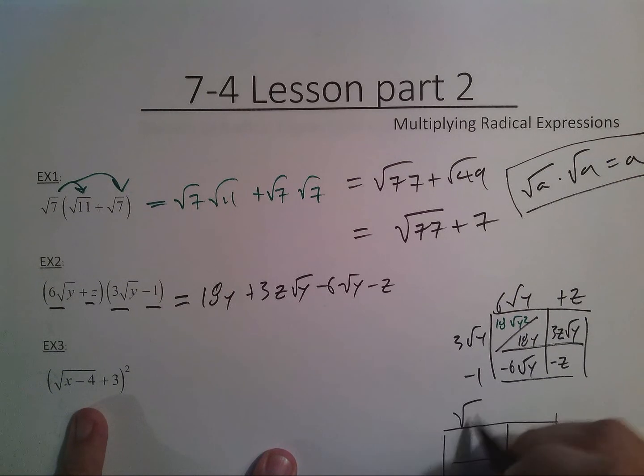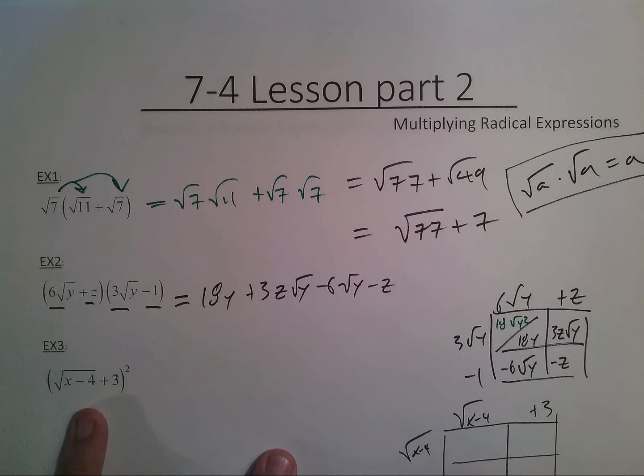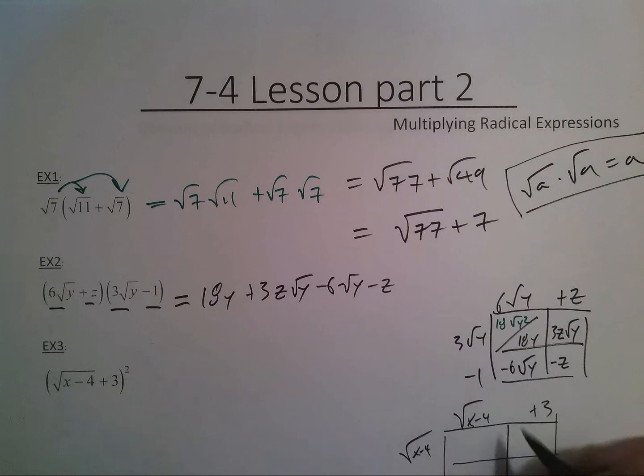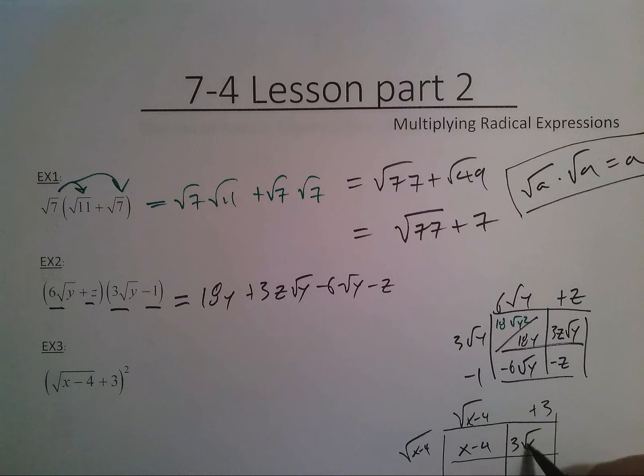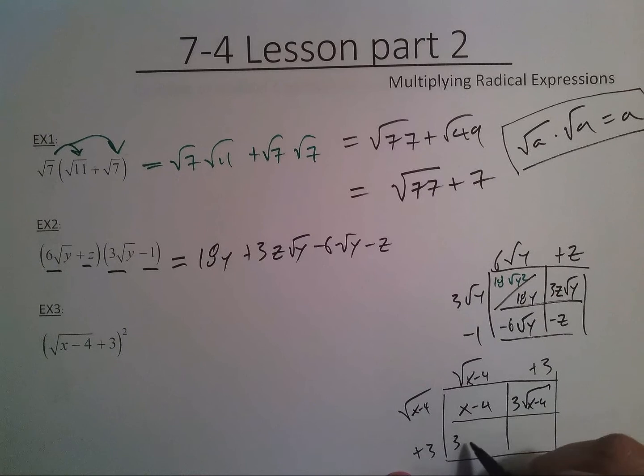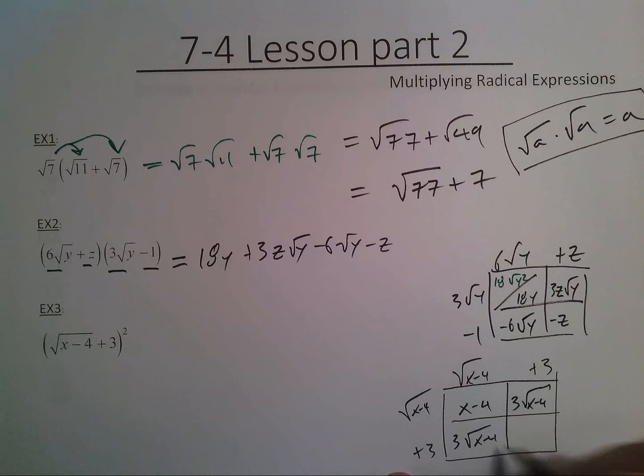I have root x minus 4 plus 3 times root x minus 4 plus 3. Now, here I have a radical times a radical, so I'm just left with x minus 4. Here I have 3 times root x minus 4. And here I have 3 times root x minus 4. And my last thing is 3 times 3, which is 9.